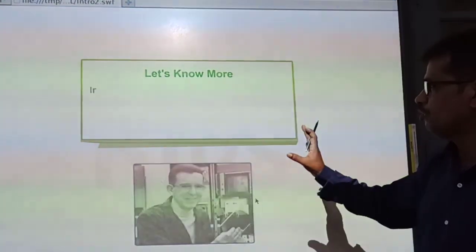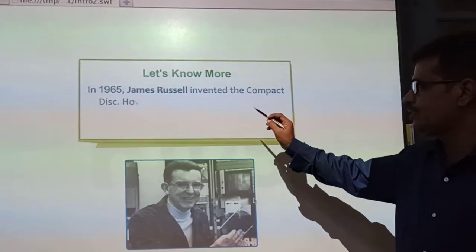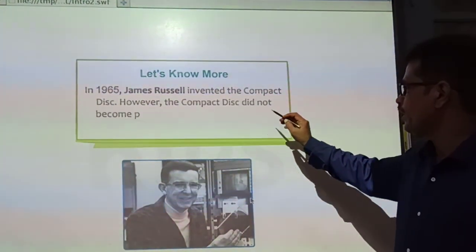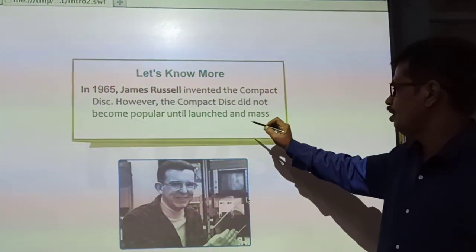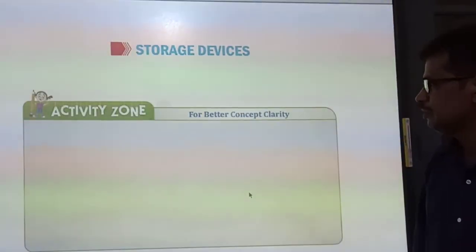Okay, now let's know more what is given. In 1965, James Russell invented the compact disc, means CD. However, the compact disc did not become popular until launched and mass manufactured by Philips in 1980.